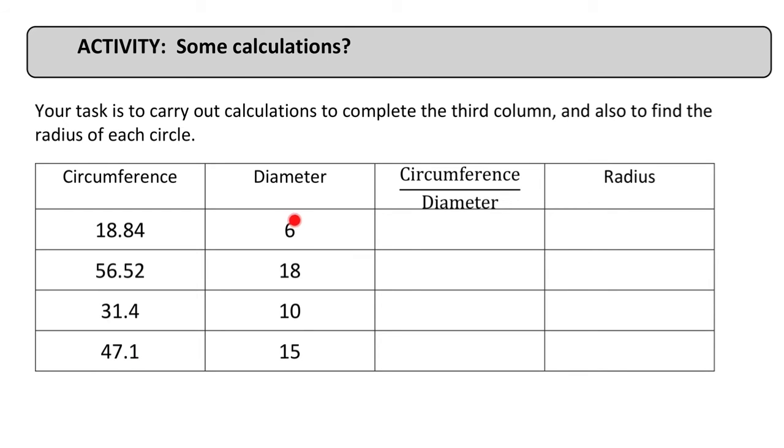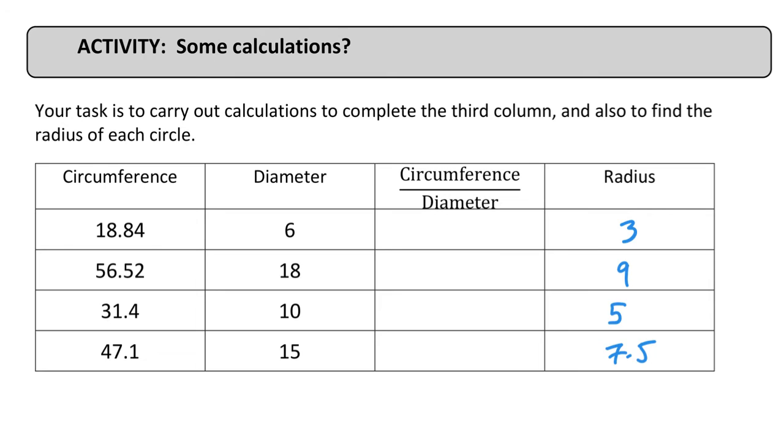And then we measure the diameter of each, the distance from one edge to the other through the middle, and we get them to be 6, 18, 10 and 15. Well, from that, we should know that the radius is half the diameter. So the radius each time is going to be 3, 9, 5 and 7.5.